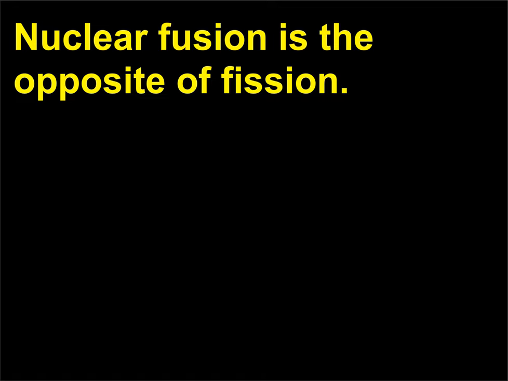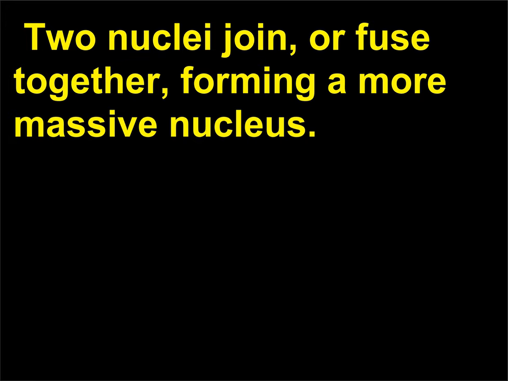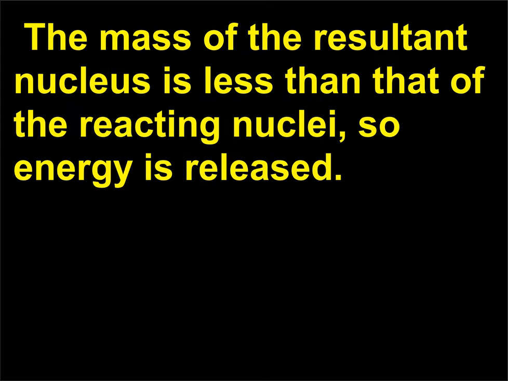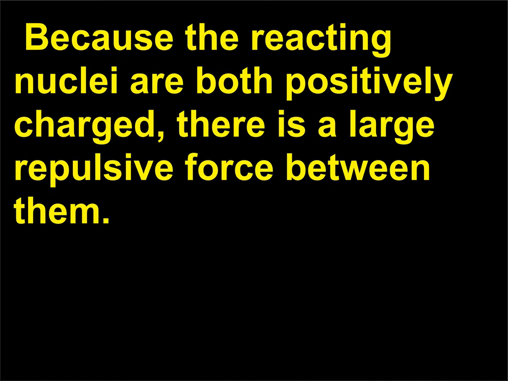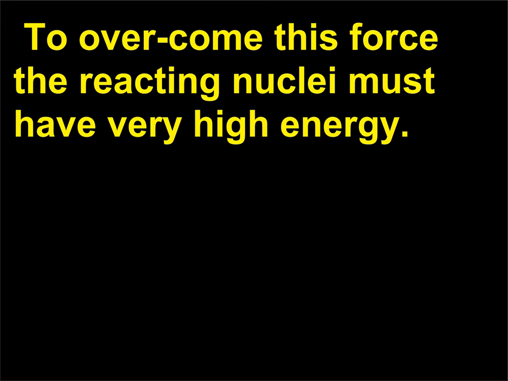Nuclear fusion is the opposite of fission. Two nuclei join, or fuse together, forming a more massive nucleus. The mass of the resultant nucleus is less than that of the reacting nuclei, so energy is released. Because the reacting nuclei are both positively charged, there is a large repulsive force between them. To overcome this force, the reacting nuclei must have very high energy.